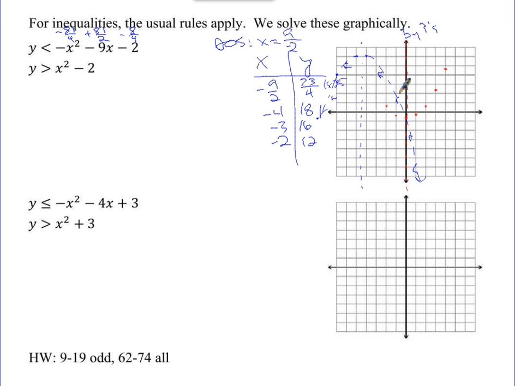1, 2, 3, 1, 2, 3. 1, 2, 3, 4. 1, 2, 3, 4. This parabola is supposed to be dotted and shaded above. So I'm going to remember to draw a dotted parabola this time.